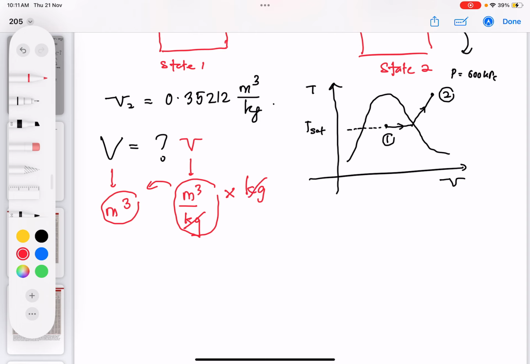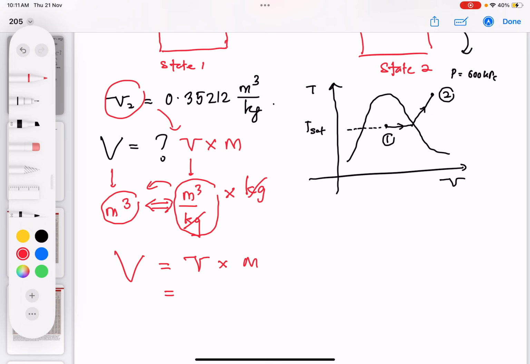So now I'm left with the unit of meter cube, which is the same as the left side. So that means the specific volume here needs to be multiplied with the mass. So now I will say that volume equals specific volume multiplied by mass.